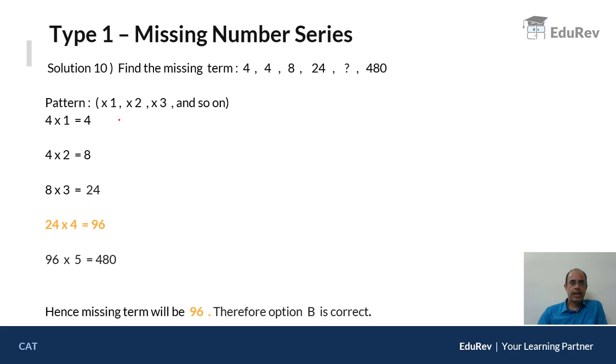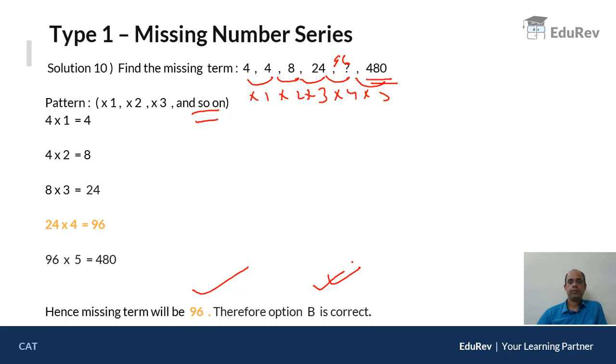Now, the pattern was into 1, into 2, into 3, and so on. 4 into 1, 4 into 2, 8 into 3, 24 into 4, which was 96, and 96 into 5, which is 480. Hence, 96 was the missing term. This was option B. Fine, guys. Hope you are understanding the concept of number series.